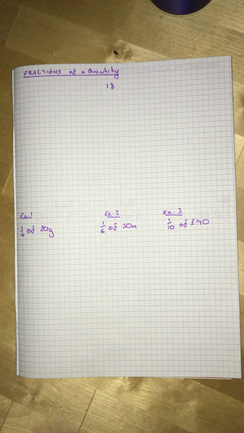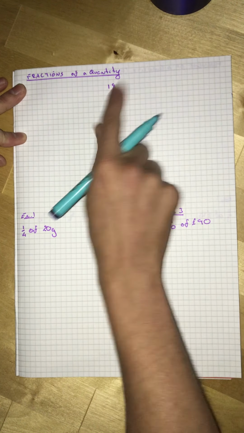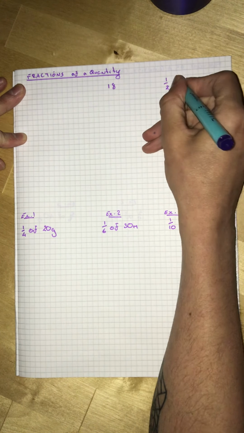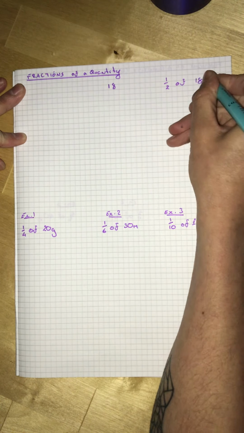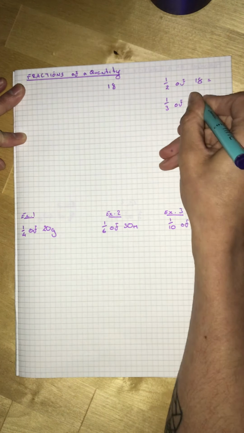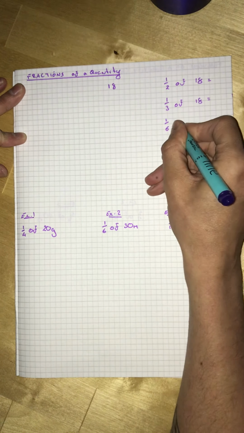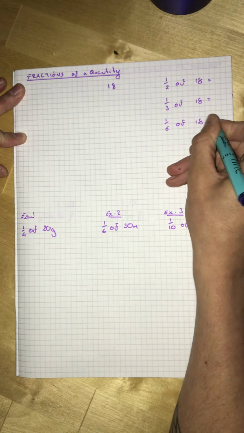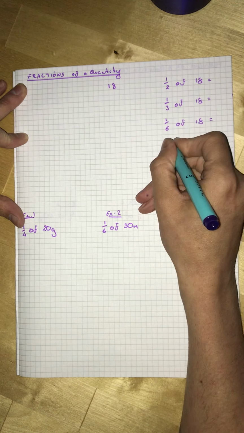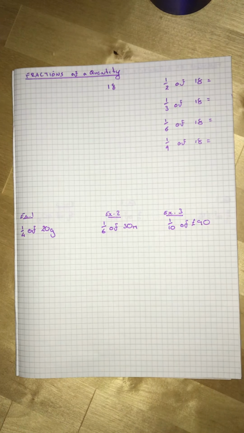Okay? So what I would do is I'm going to say, what if I want to find 1/2 of 18? Or if I want to find 1/3 of 18? Or if I want to find 1/6 of 18? Or maybe I want to find 1/9 of 18. And I'm going to show you how to do that.